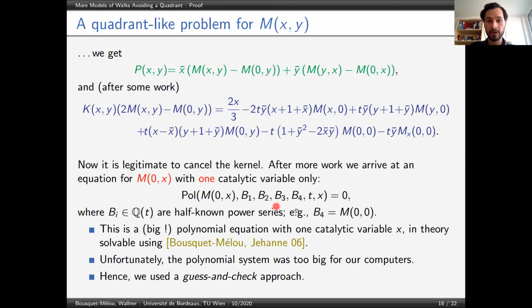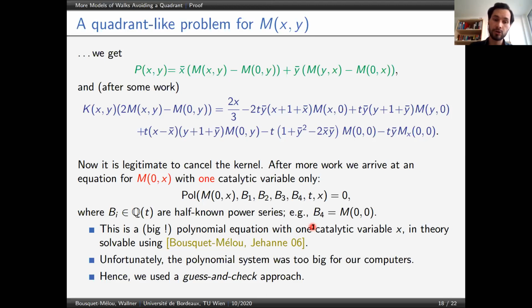This I'd only show here as a polynomial equation in M0(x) with 4 half-known series, I write here B1, B2, B3, B4. They are half-known: they only depend on t, not on x, but they still depend on our unknown M. So this big polynomial equation is in theory solvable with the theory from Mireille Bousquet-Mélou and Hahn. But unfortunately, the polynomial equation was too big for our computers.